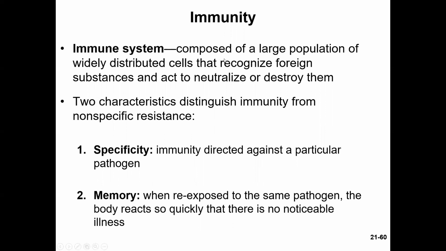The immune system is composed of a large population of widely distributed cells that recognize foreign substances and act to neutralize or destroy them. Two characteristics distinguish immunity from non-specific resistance. Specific immunity is directed against a particular pathogen. Memory: when re-exposed to the same pathogen, the body reacts so quickly that there is no notable illness.